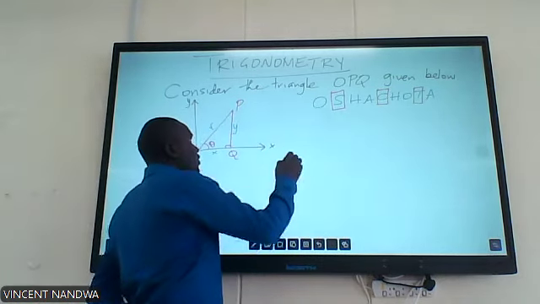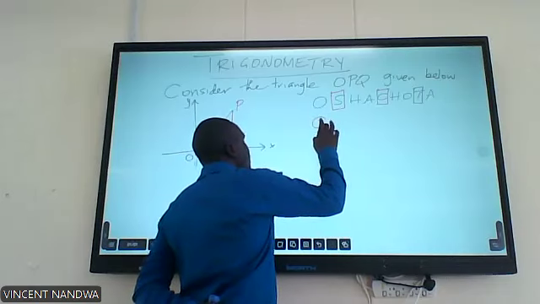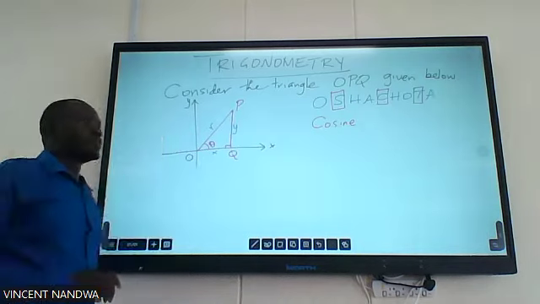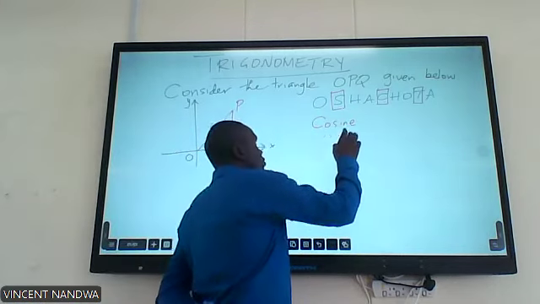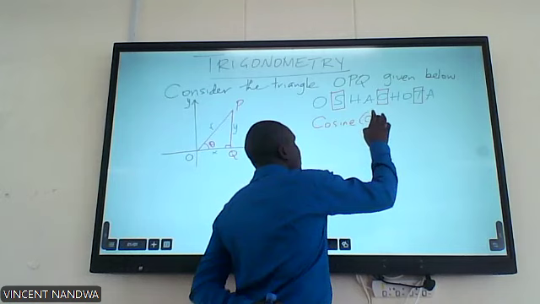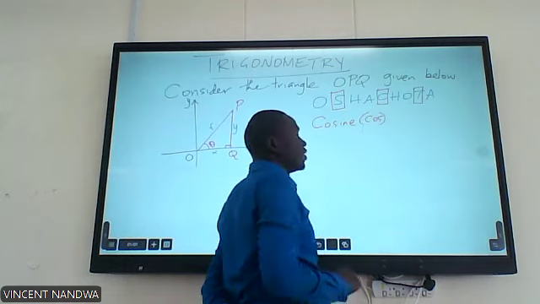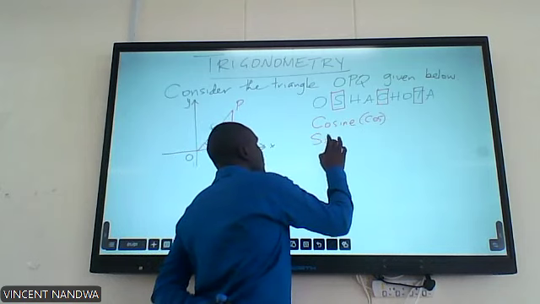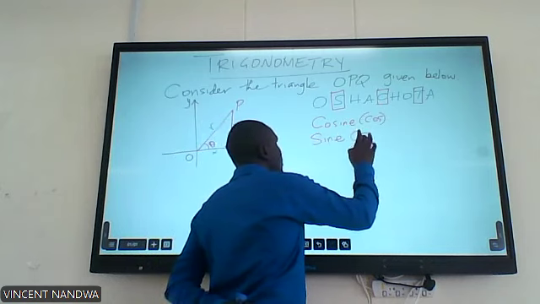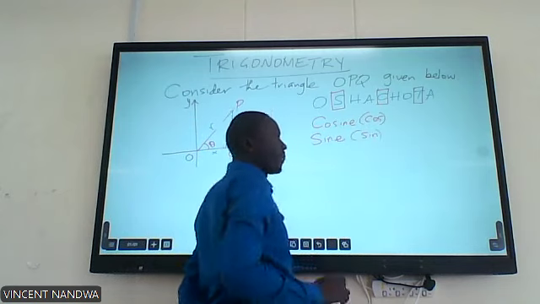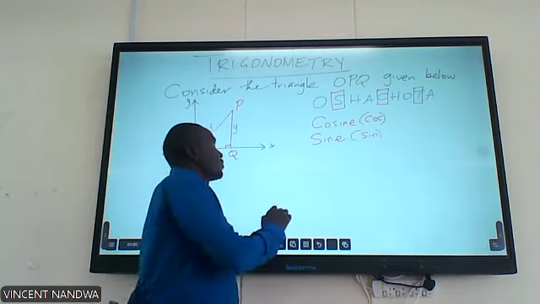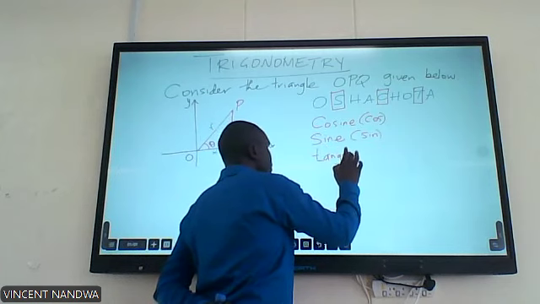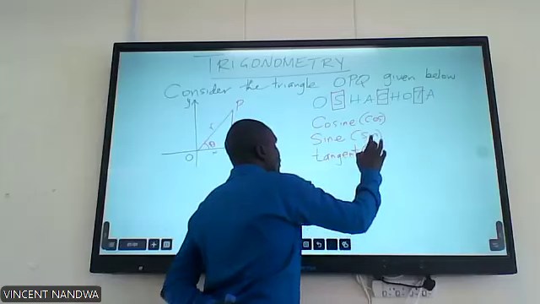So we have the following six trigonometric functions. The first one is called cosine. We abbreviate it by cos. There's another one we call sine. We abbreviate it by sin. Another trigonometric function is tangent. We abbreviate it by tan.